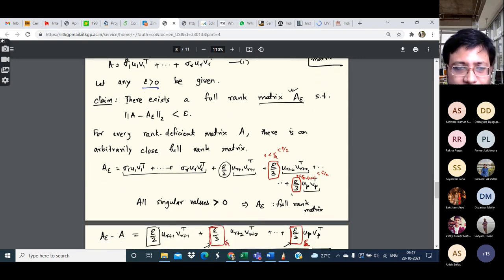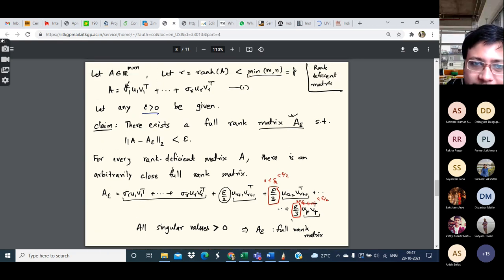Now the claim, or the theorem, is that there exists a full rank matrix, which I denote as A epsilon, such that the 2 norm of the difference between A and A epsilon is less than epsilon. Forget the proof of this claim so far. So what are we saying? We are saying that A is a rank deficient matrix of rank R, and there exists a full rank matrix which is close enough to that rank deficient matrix.